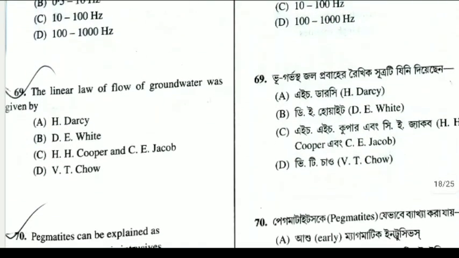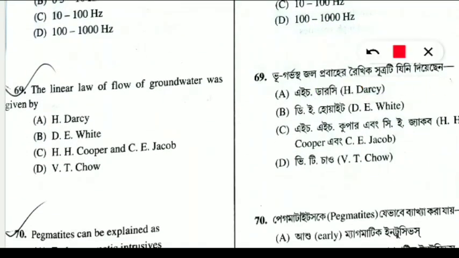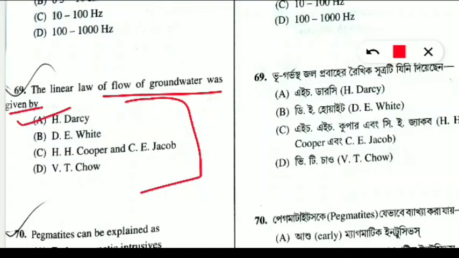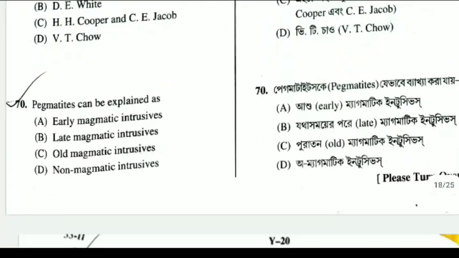Coming to the next question, question 69. The linear law of flow of groundwater was given by which of the following scientists? And it is also a very important numerical question that comes from here. It is given by H. Darcy, or Darcy's law. Option A will be correct. And if you want to know about this numerical, you can check the link in the I button, which is very important for the upcoming examinations.